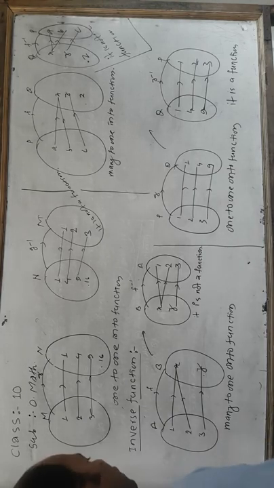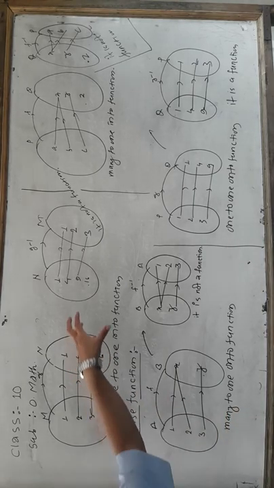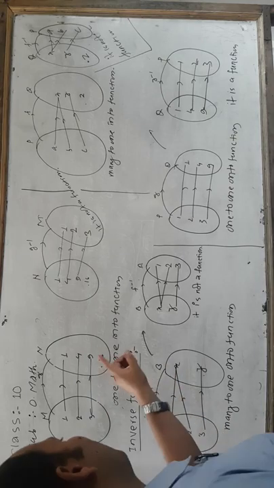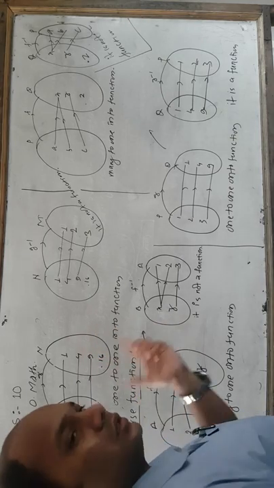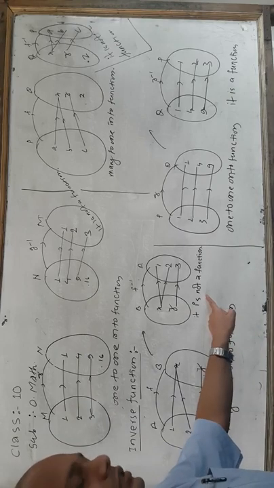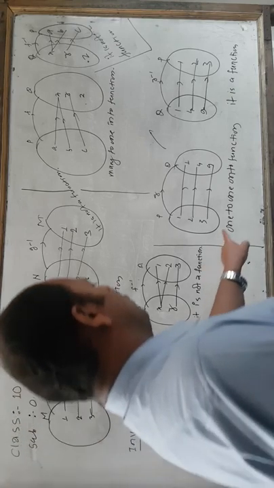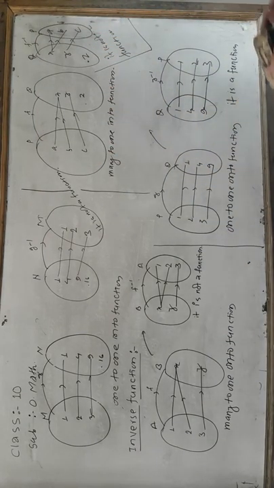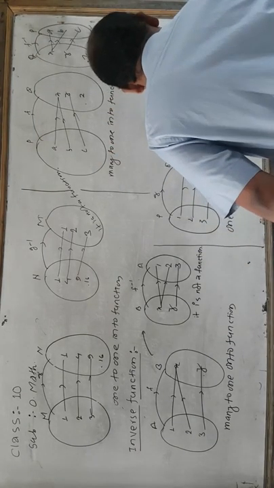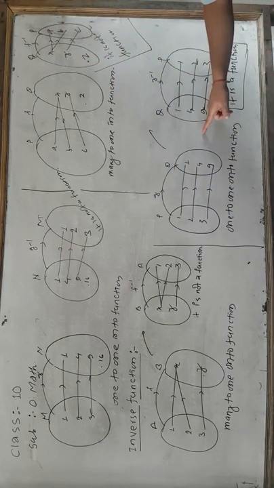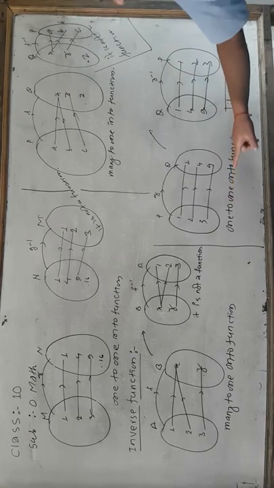Now, from all these mapping diagrams, we conclude: only of which function can we find the inverse? Does a many to one onto function give its inverse? No. Does a 1 to 1 onto function give an inverse? Yes. Only we can find the inverse of a 1 to 1 onto function.